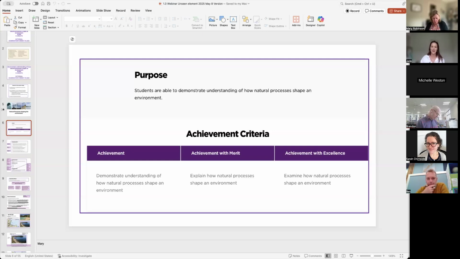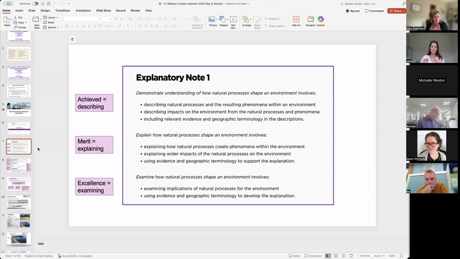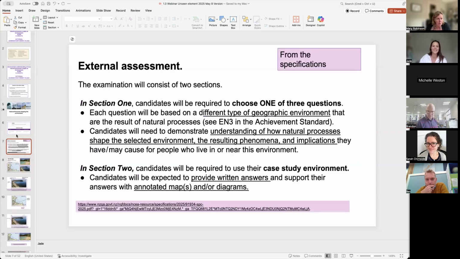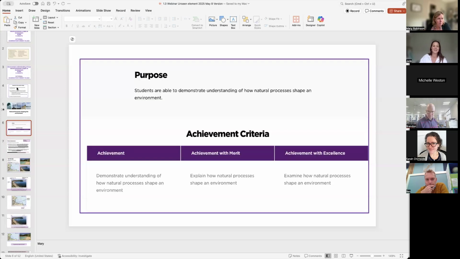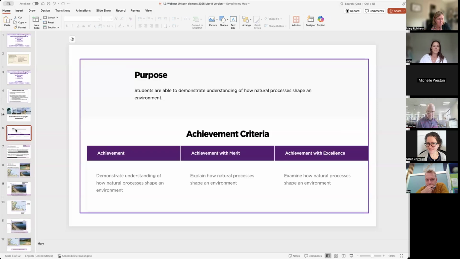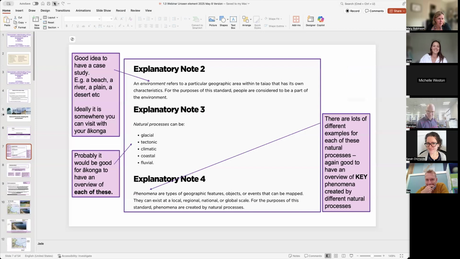Now, on the next slide, we're going to have a look a little bit more closely at the achieved, merit and excellence criteria as outlined in explanatory note 1. So you can see... Sorry. That's all right. Just down one, please. I've just deleted something. Just hold on a moment. I've just deleted the slides.